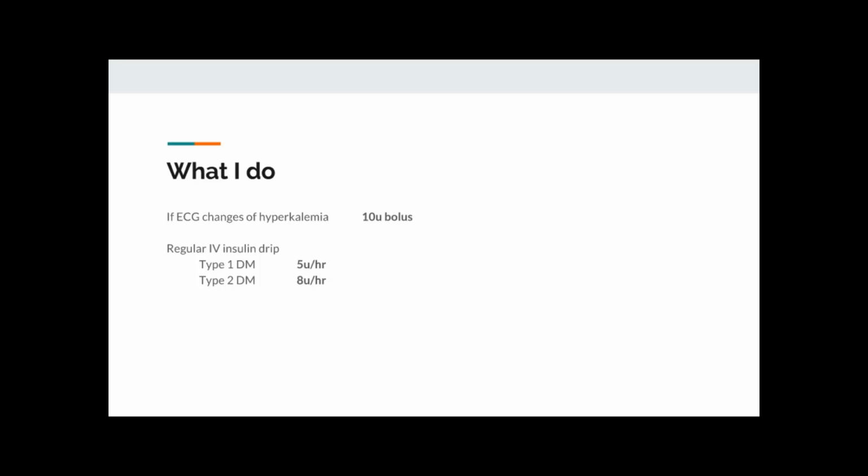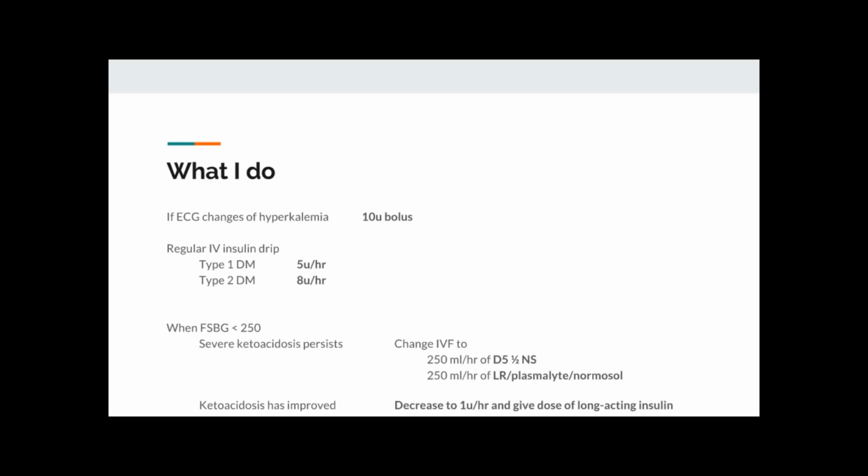I'm sort of giving my thoughts about insulin resistance. I'll start my type 1 DKA at 5 units per hour. My type 2 is at 8. Again, a lot of people do things differently. This is just for me to remember numbers easily. Okay, so 5 and 8. And then I follow my glucose.